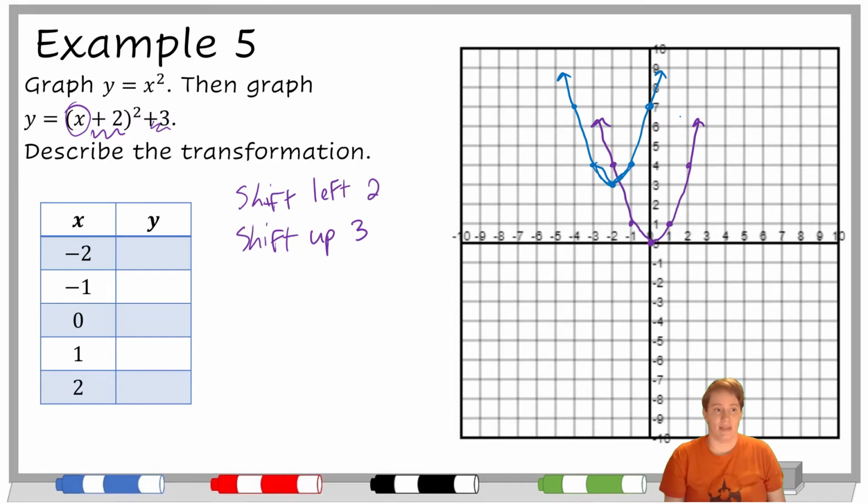So 9.1, we explored the idea of stretching our graph vertically or shrinking it vertically and reflecting. Here we've talked about shifting it left, right, up, or down. And so next lesson, we will actually combine these all together and talk about vertex form, which is the best form, and how that's going to help us with graphing quadratic equations as well.